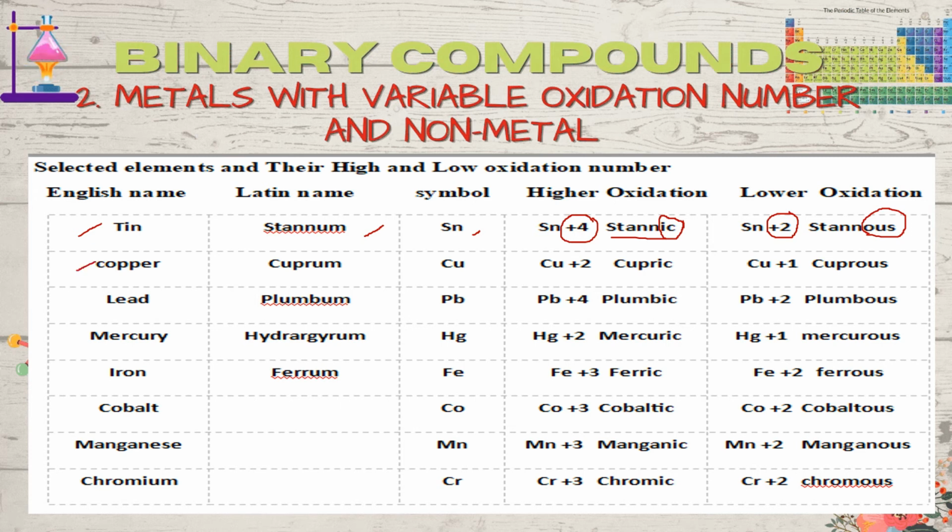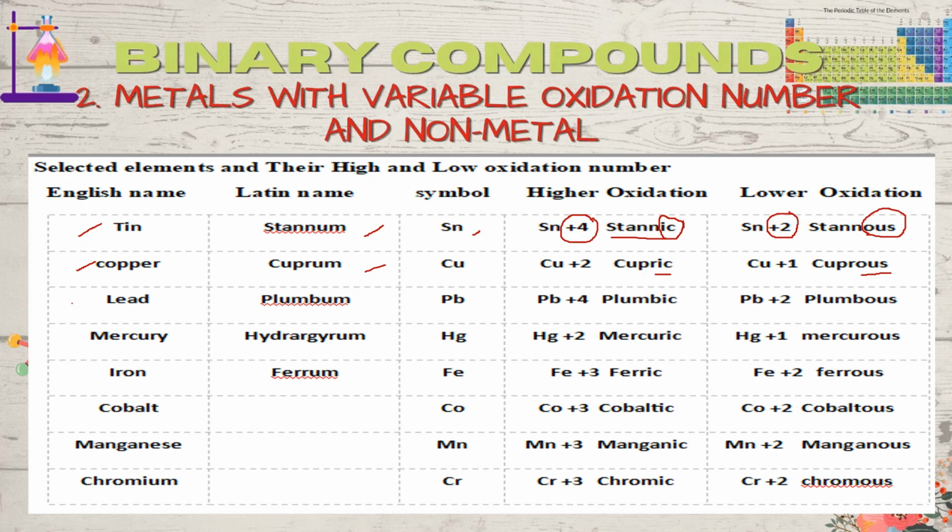Another one is copper. The Latin word for copper is cuprum. So you have two oxidation numbers for copper: positive 2 and positive 1. So since higher po yung positive 2, you name that as cupric, which came from the Latin word cuprum, and cuprous for lower oxidation number. So if you want to use the English name, or the Stock system rather, you just write copper, then Roman numeral 2, or copper, Roman numeral 1.